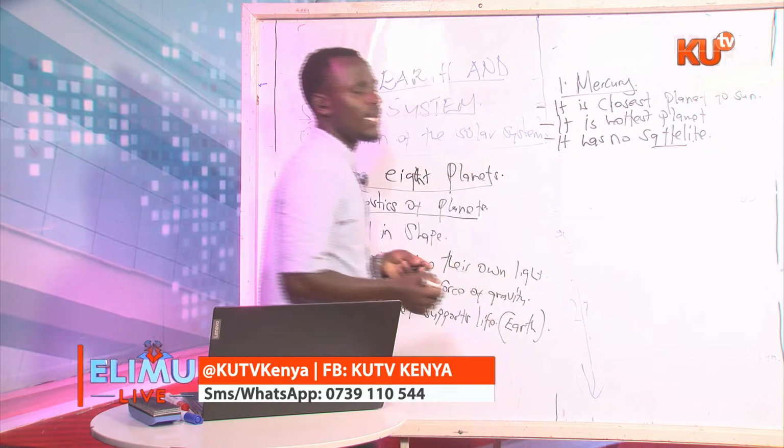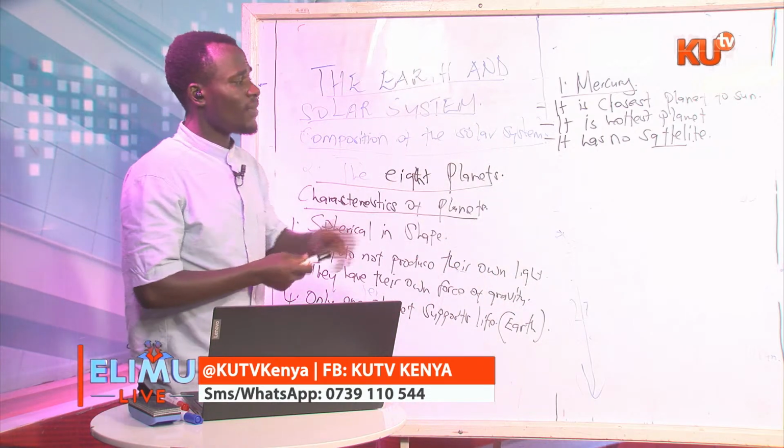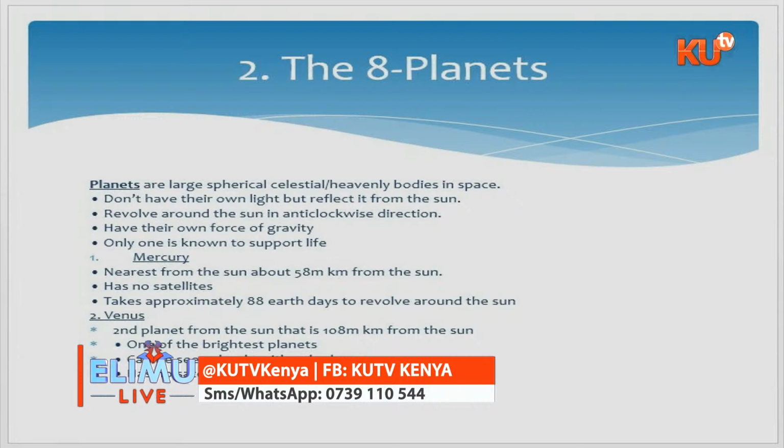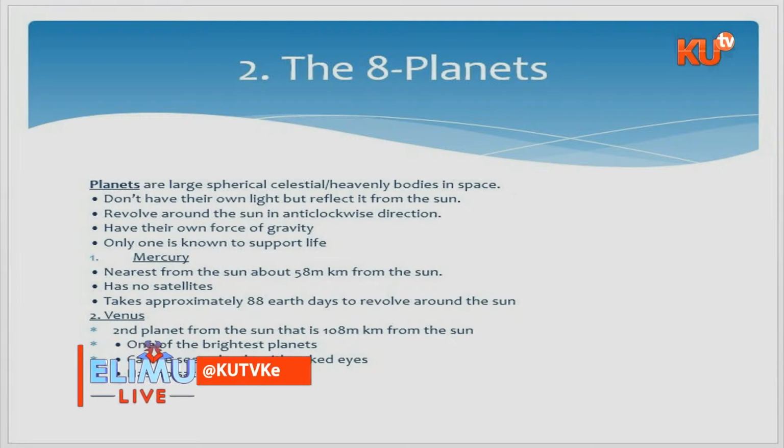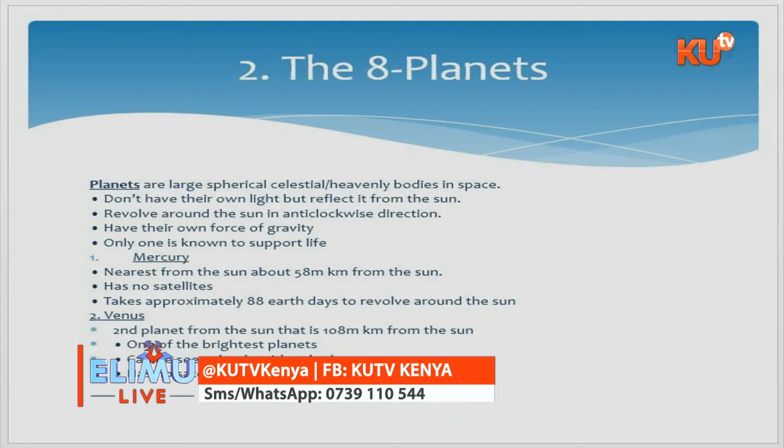What do you mean by the term satellite? These are heavenly bodies that also orbit. Are we together? Now, number 4, it takes 88 Earth days to revolve around the sun. So it takes 88 Earth days to go around the sun. Those are the characteristics of Mercury.